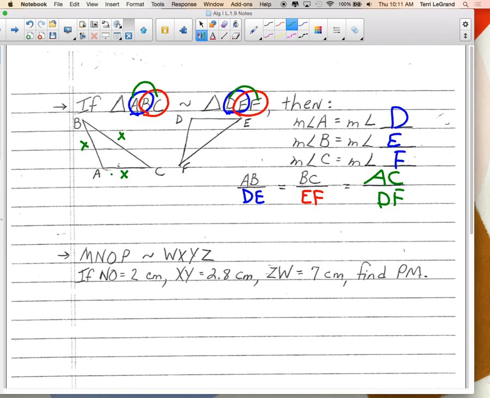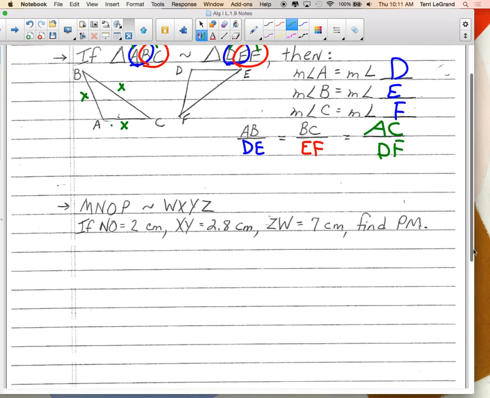So we have now set up, this is not a proportion, this is saying every ratio of corresponding sides, they are all the same. They are all equal to each other. So it would be like saying 2 equals 2 equals 2. When you set up the ratio and divide it out, you can count on those being the same.